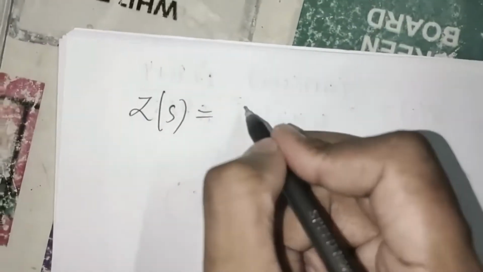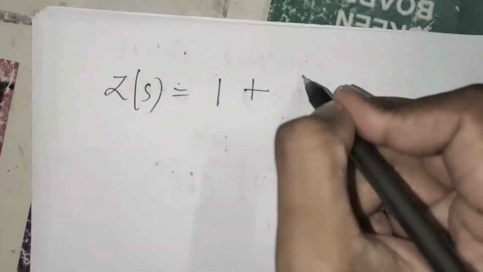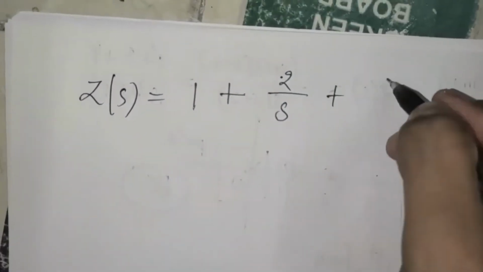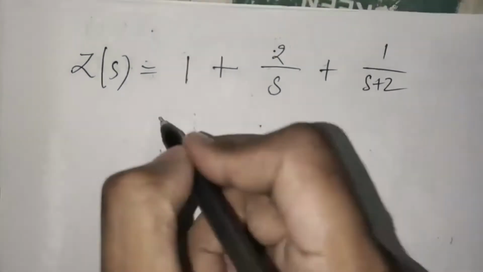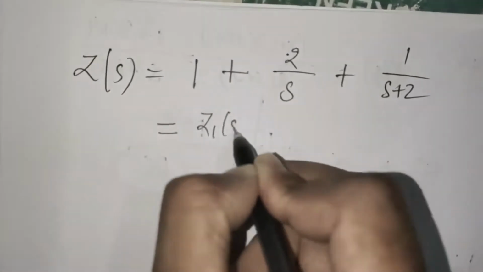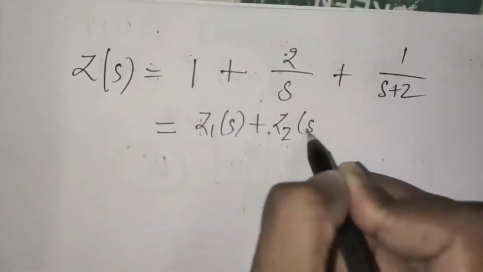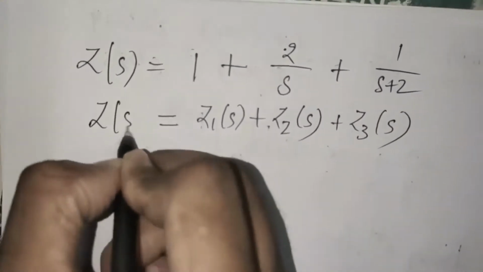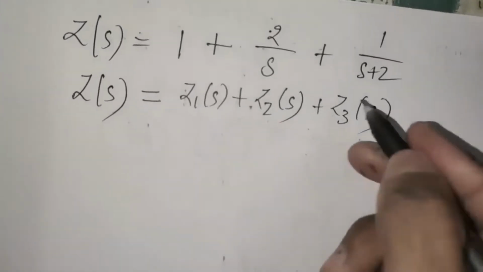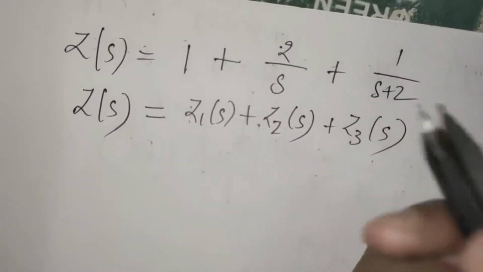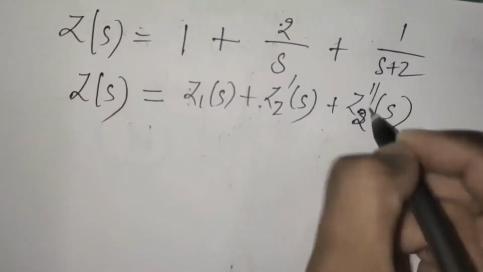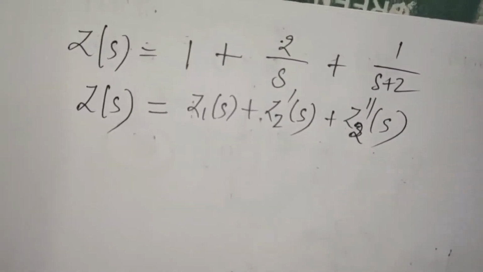So the total impedance function z of s is nothing but 1 plus A value is 2, so 2 by s, and B value is 1 by s plus 2. So this is nothing but z1 of s plus z2 of s plus z3 of s. Since we have considered this entire as z2, you can consider this as z2 dash and z2 double dash.